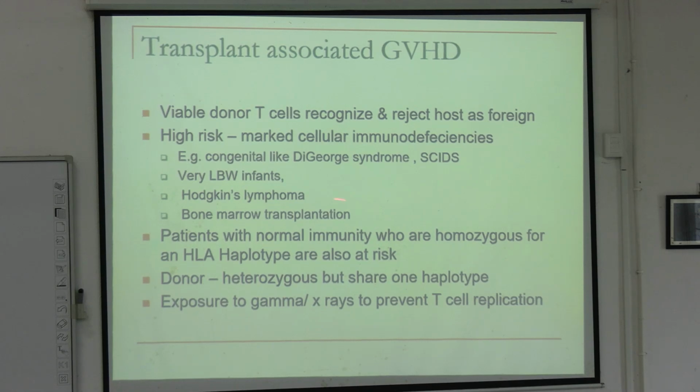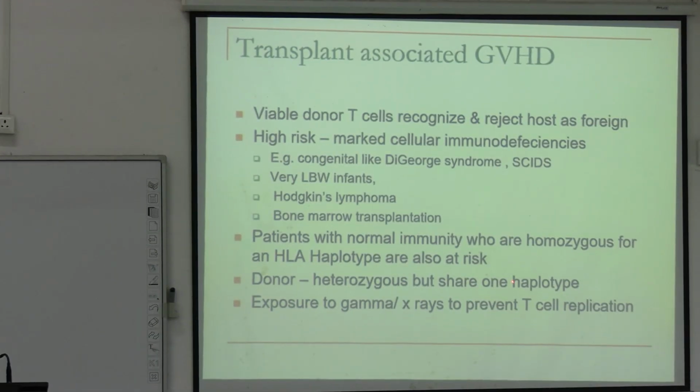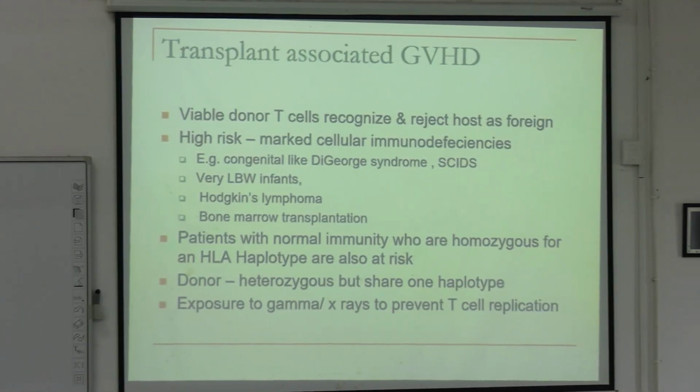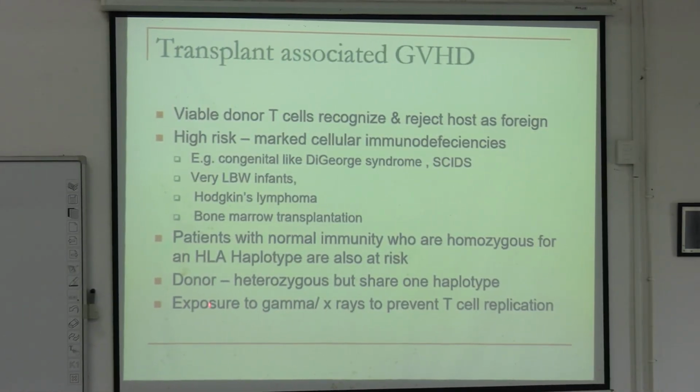Then patients with normal immunity who are homozygous for an HLA haplotype are also at risk. And donors are heterozygous, but they will share one haplotype, meaning one haplotype needs to be matched. And if you expose these grafts prior to the transplantation to gamma rays or X-rays, then there will be less chance of rejection.